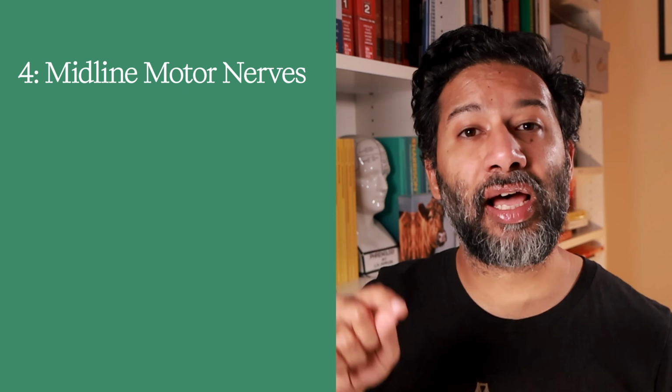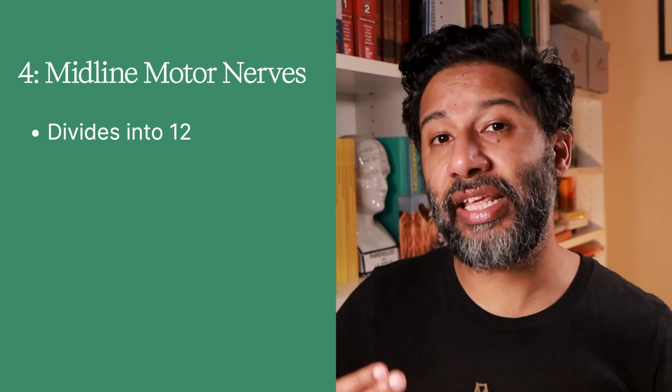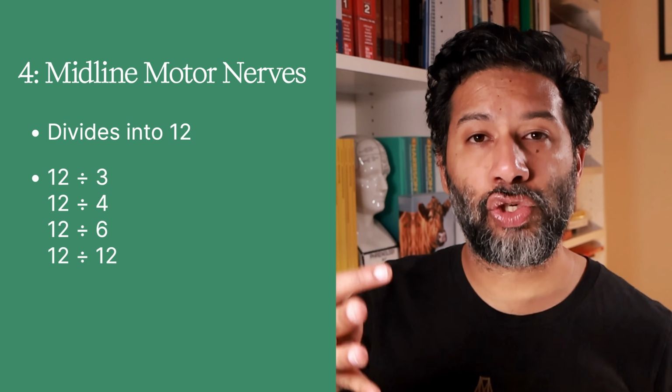And finally, rule number 4 is the midline motor nerves. Nerves whose numbers divide evenly into 12. So that's 3, 4, 6, and 12. Live in the midline. And that rule relates to rule number 2, where we said the motor cranial nerve nuclei live in the midline.